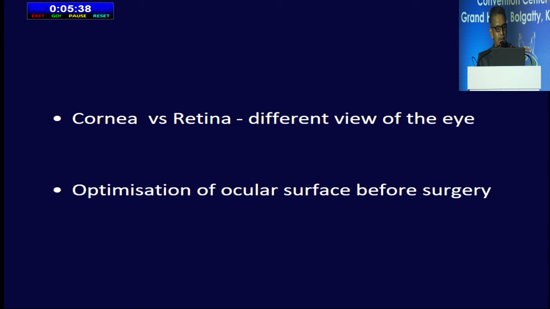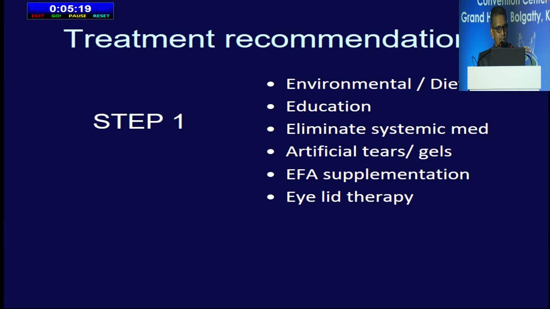So there is a concept called optimization of the ocular surface before cataract surgery. Before cataract surgery, if you have pre-existing dry eye, you treat it as much as possible. And then if you do the cataract surgery, the results are better. Not only may the visual results be better, but most importantly, the symptoms of the patient would be much less.